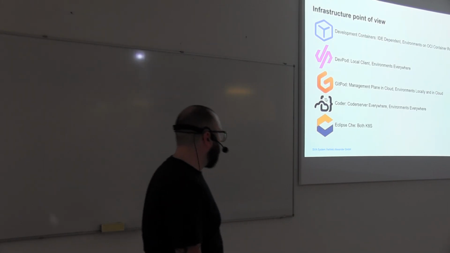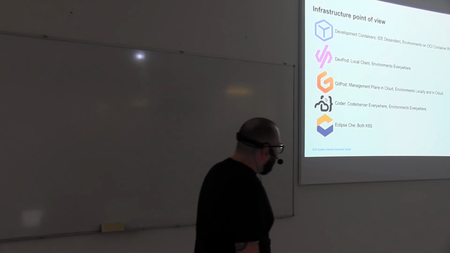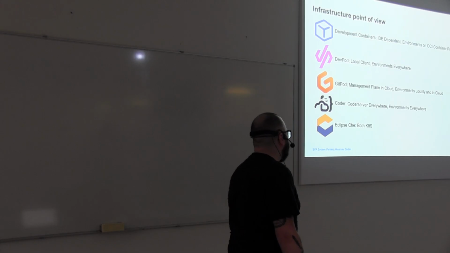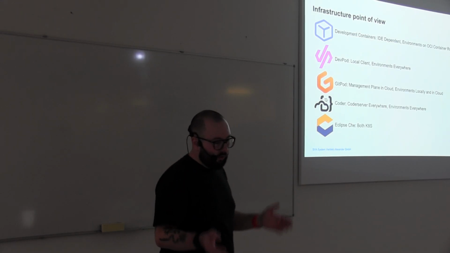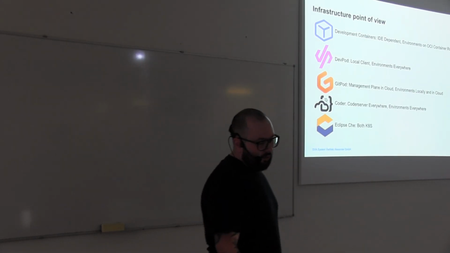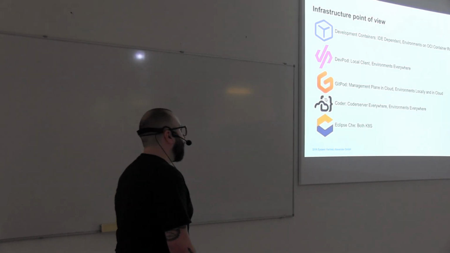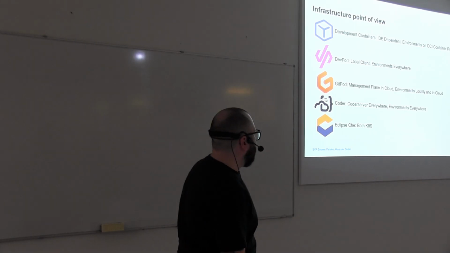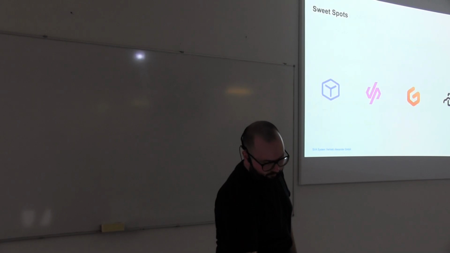Gitpod, you have like a management plane in the cloud, but you can run environments locally and in cloud. With Coda, you have your Coda server, which you can also install everywhere: on your machine, on a server, in Kubernetes, in a container. And due to the Terraform integration, you can also use those environments everywhere. And with Eclipse, both the workload and the management run in Kubernetes.